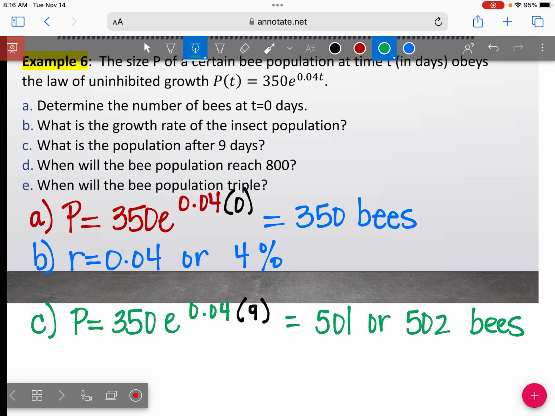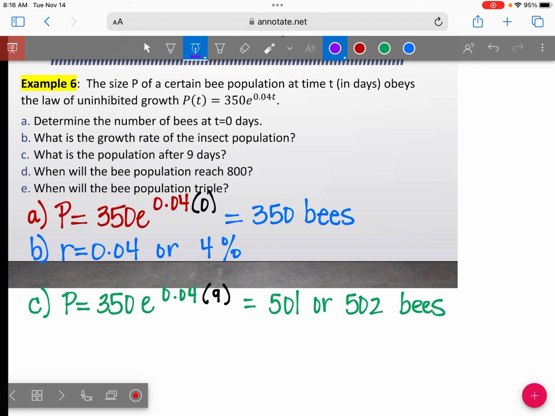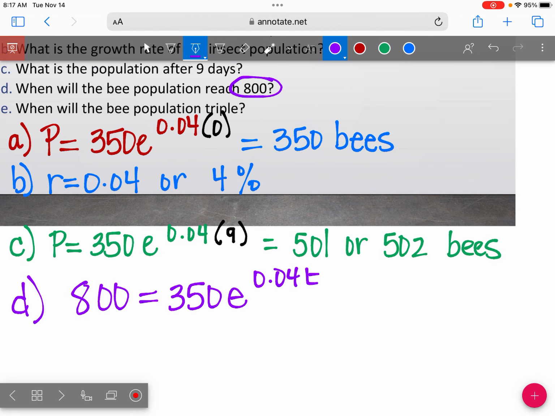All right, so now D and E, you're actually solving. Part D is asking, when will the population reach 800? So we have 800 equals 350e to the power of 0.04t. So what do we do first? We have to get rid of the 350. So how do we get rid of 350? If it's being multiplied, we divide it.